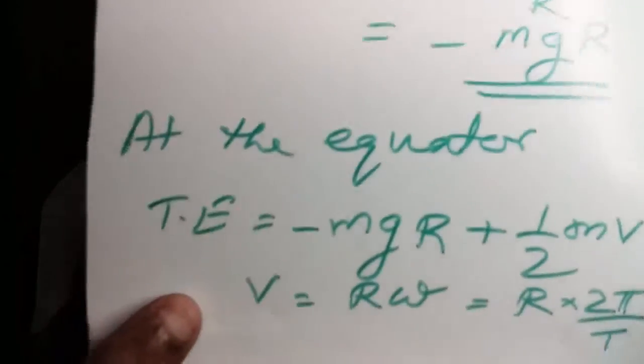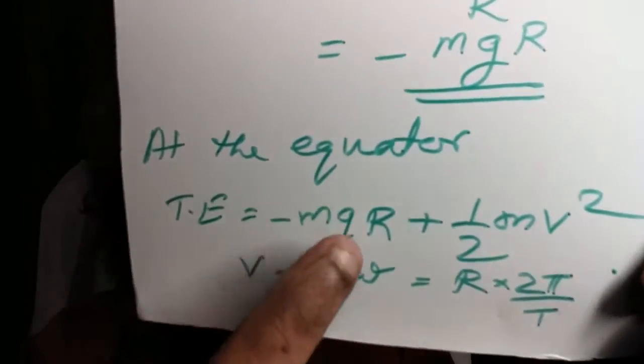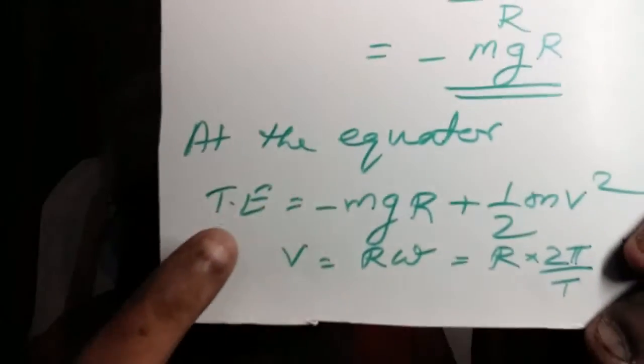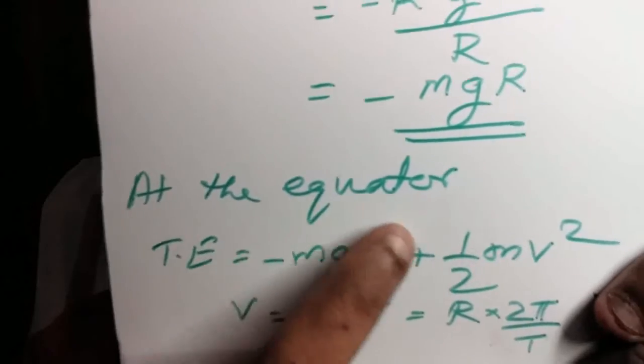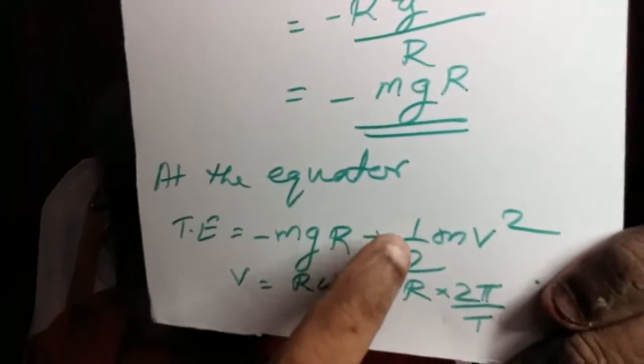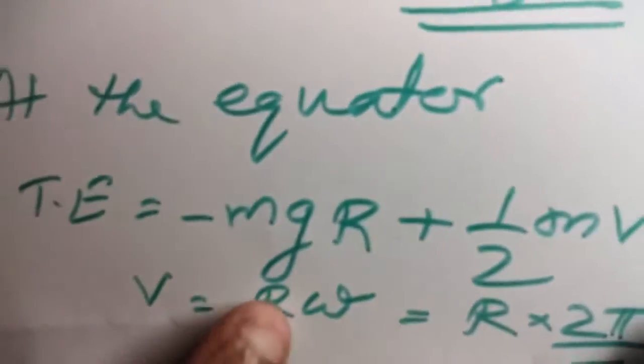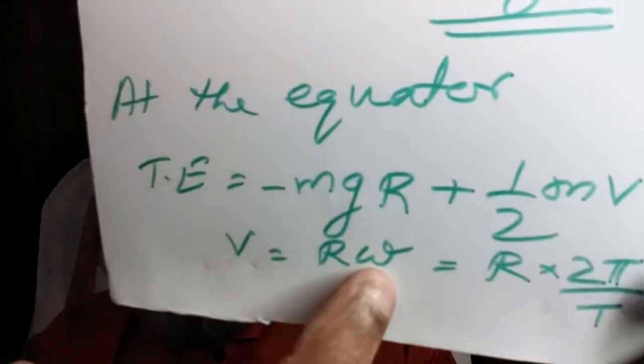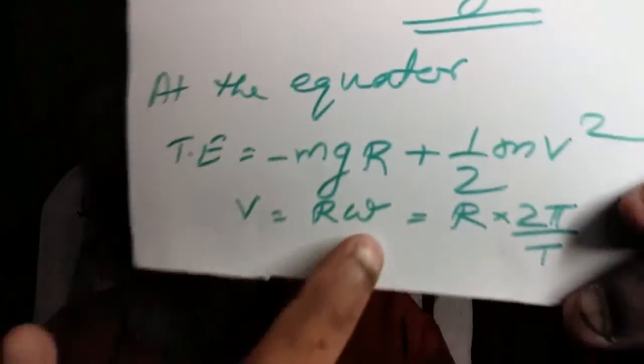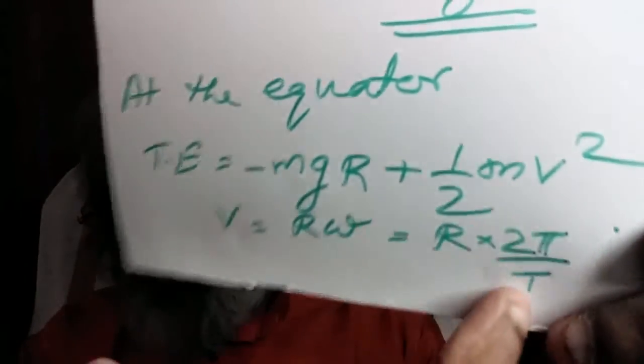When the same body is placed at the equator, total energy equals potential energy plus kinetic energy, because there is angular velocity at the equator because of the spin of the Earth. And there is a linear velocity associated with this spin. The total energy at the equator, E, equals potential energy, that is minus mgR as before, plus half mv square, where v equals R omega. Omega is the angular velocity of the spin, which is 2 pi by T, period of the spin. That is nothing but 24 hours.